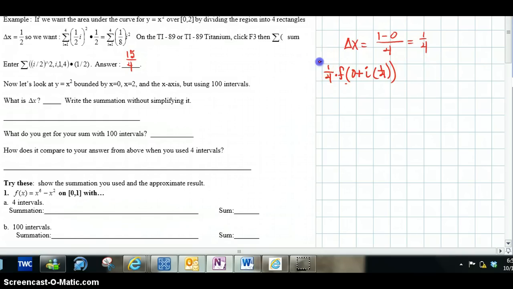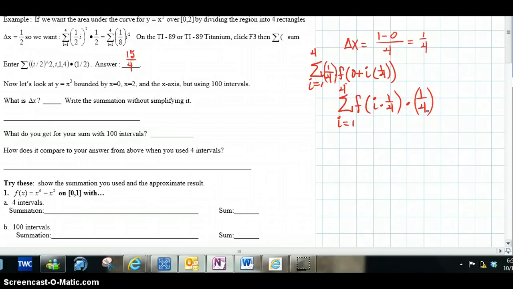So we can write this as a summation, from i equals 1 to 4. The width of each rectangle is 1/4. The height of each rectangle is determined by f of that value. So it'd be the summation from i equals 1 to 4, f of i times 1/4, times 1/4 for the width of each rectangle.